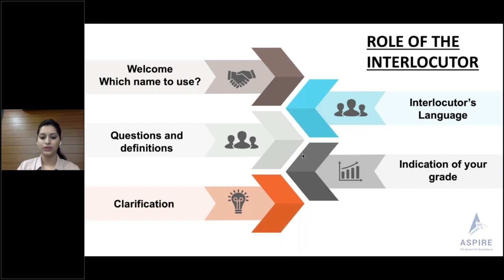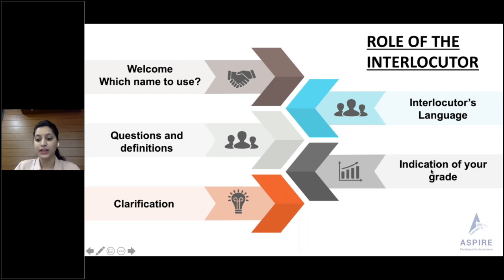So the interlocutor's language. They won't be a native English speaker. They will be somebody from your place, but they will have really good English and they will make sure that you can understand them. They will not be too fast or too slow. They will be easy to follow.